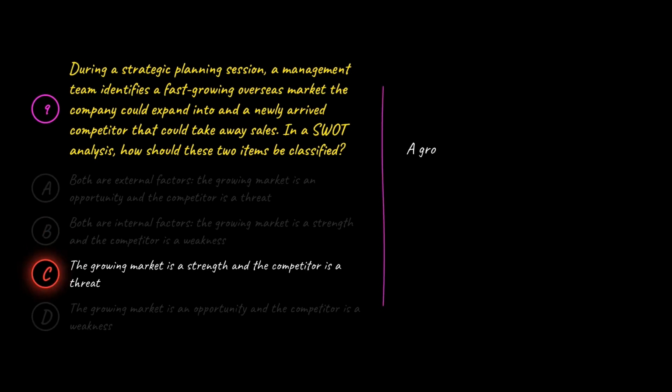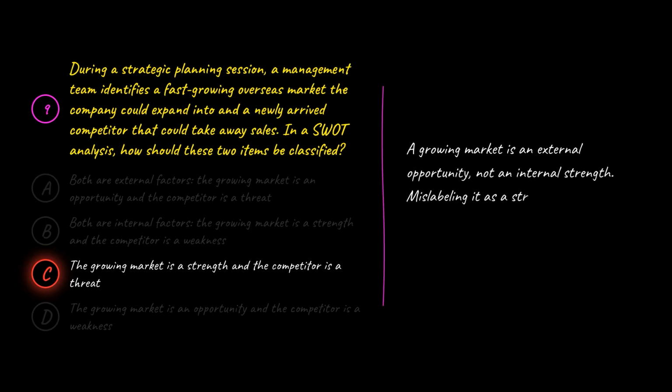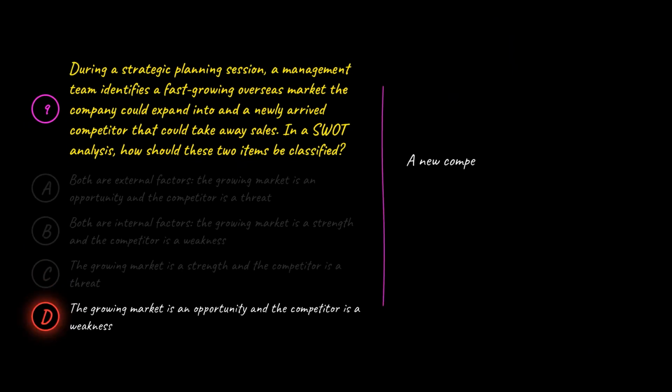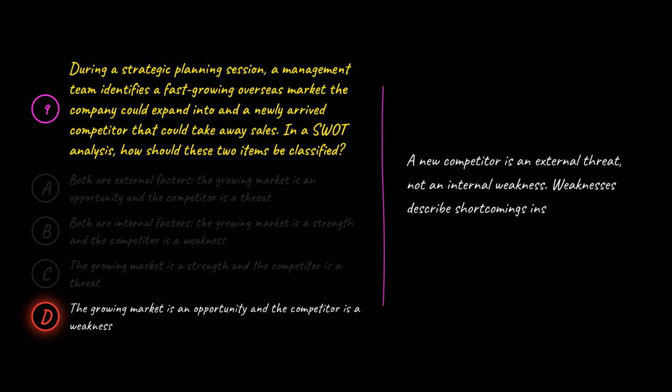C is wrong because a growing market is an external opportunity, not an internal strength. Mislabeling it as a strength confuses the internal and external sides of the analysis. D is wrong because a new competitor is an external threat, not an internal weakness. Weaknesses describe shortcomings inside the company, not rivals in the marketplace.